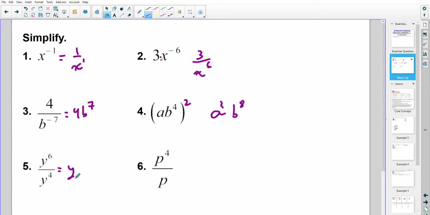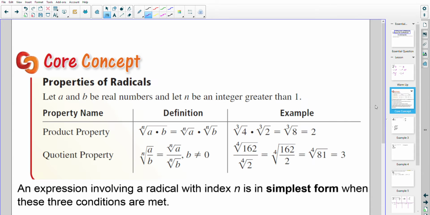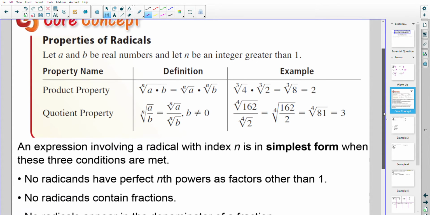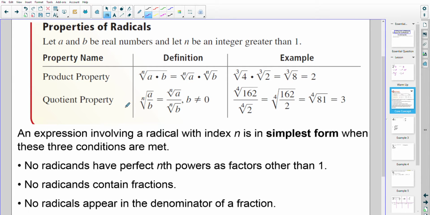Dividing, you subtract the exponents, so you pick where it's larger and subtract off the smaller. So that's going to be y squared. P really has a 1 here, so that's just going to be p to the 3rd power. Now, there are certain definitions of product and quotient property.